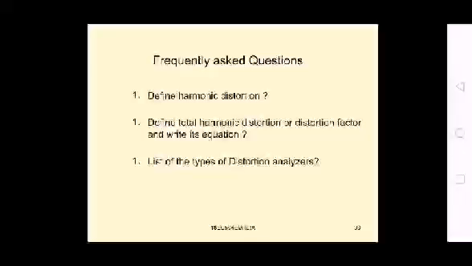Frequently asked questions on this topic are: define harmonic distortion, define total harmonic distortion or distortion factor and write its equation, and list the types of distortion analyzers.